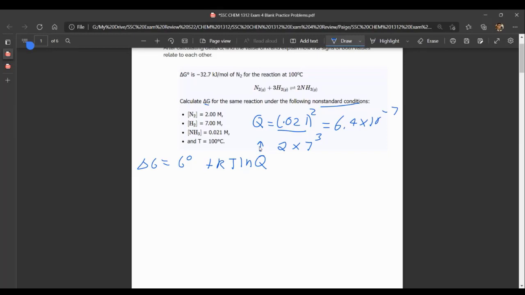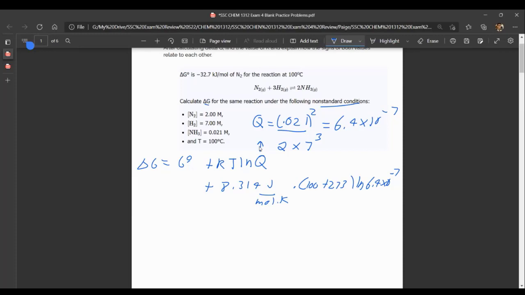So notice how we can just go ahead and start filling out. This is going to be 8.314 joules per mole times Kelvin, and then that's going to be times 100 plus 273. And then ln of 6.4 times 10 to the power of -7.